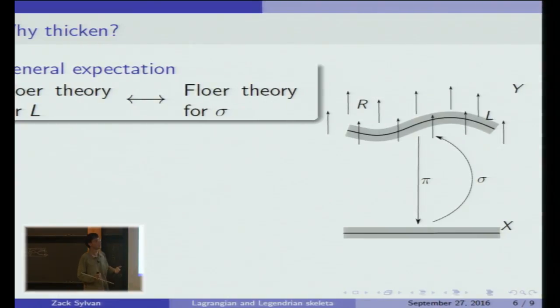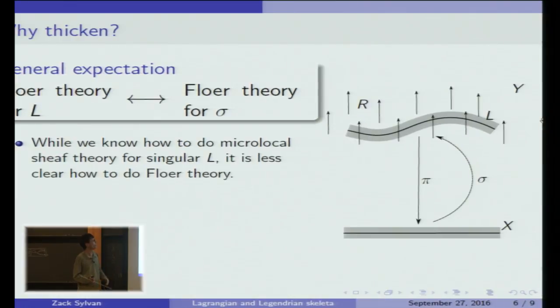So Floer theory for L is an interesting thing in dynamics and also in mirror symmetry. And Floer theory for sigma, well, in this case I mean dynamics which are adapted to this thickening in some sense. Now, I could do both of these. They're both nice theories. And the expectation that they're equivalent is useful because sometimes I don't have a smooth Legendrian, I have a singular Legendrian. And while many people do know how to do microlocal sheaf theory for a singular Legendrian, it's not as clear how to do Floer theory for a singular Legendrian.